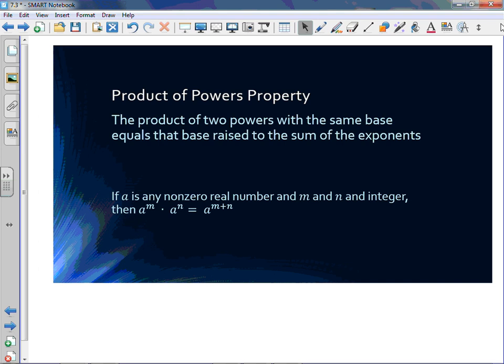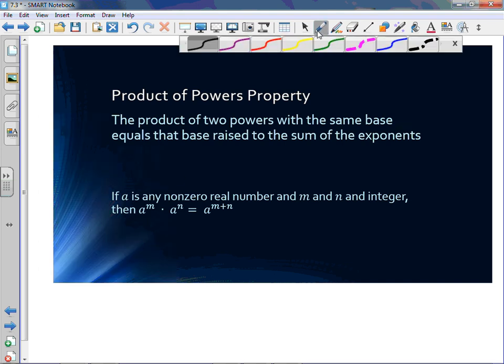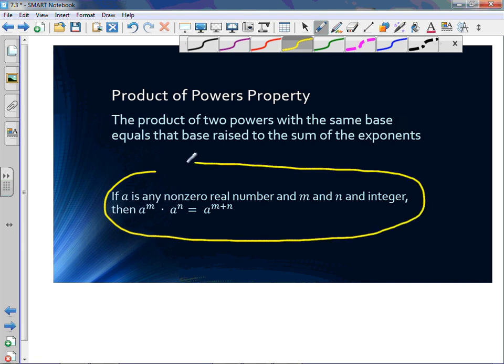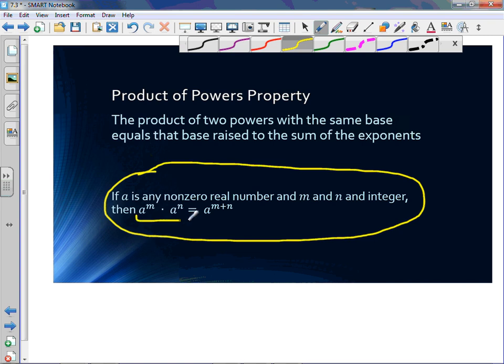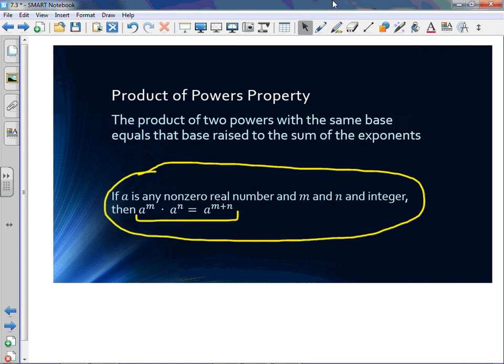All right, with these, I have the words explanation, but I also would prefer that you write down what's on the bottom here, which is mathematical speak. That tells you when you have the same base, represented by a here, and the exponents are different, they could be the same, and the bases are being multiplied together, that means you add the exponents.